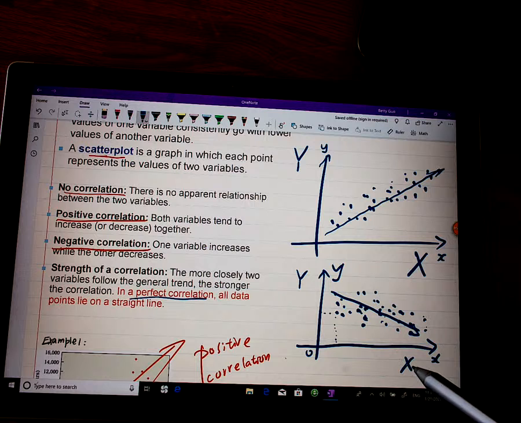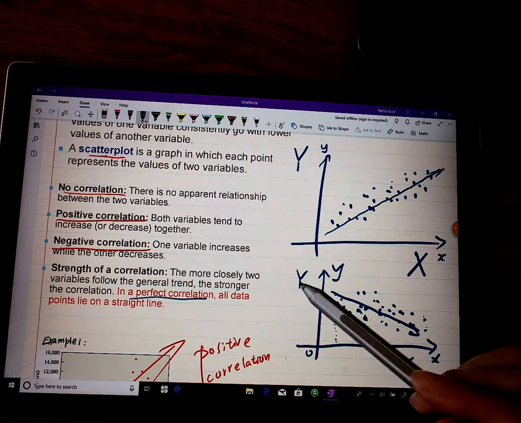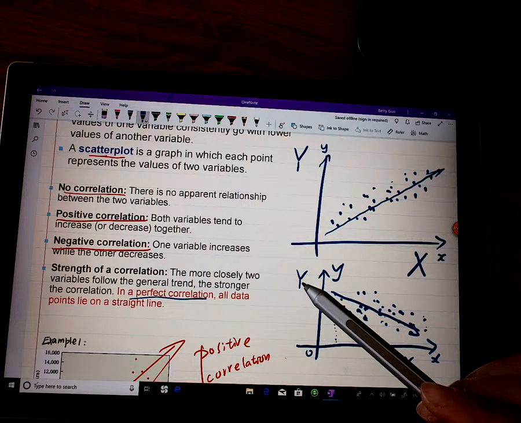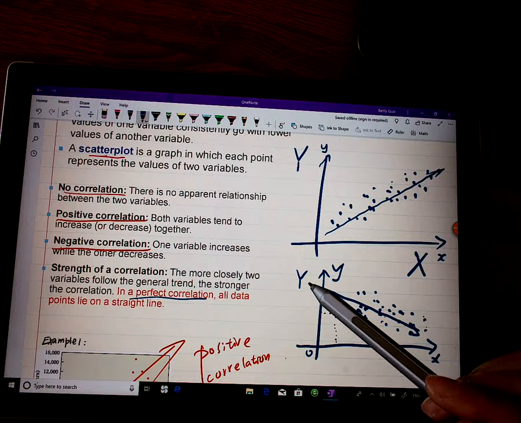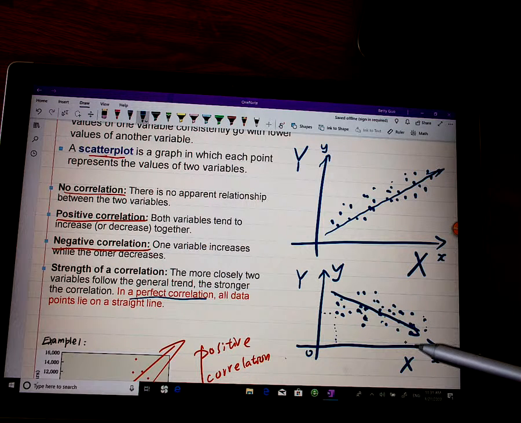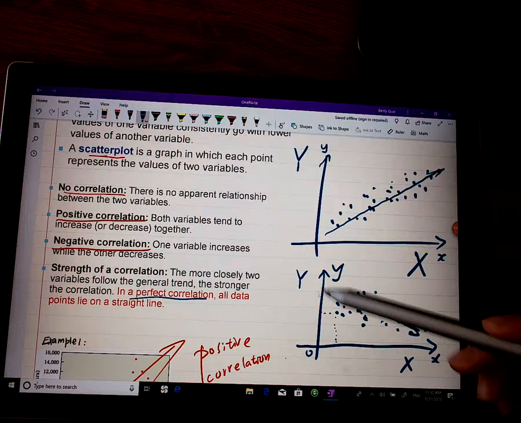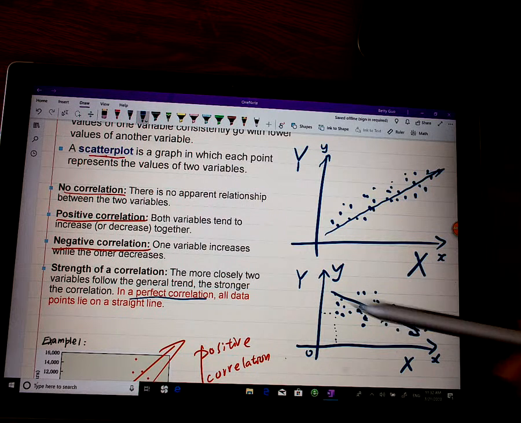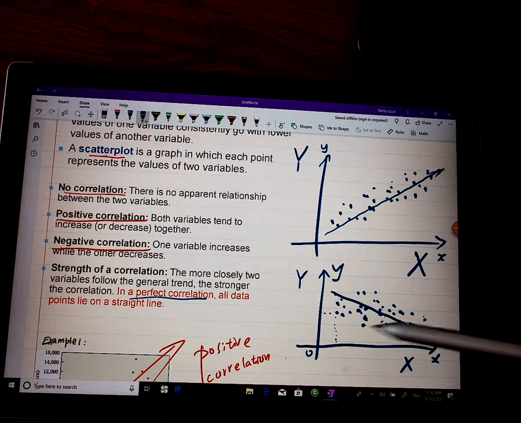For example, if we let x be the price of a product, y would be the demand, how many people are willing to buy the product. If you raise the price, then the demand would go down. I'm not talking about luxury goods, okay? For normal, regular products, if you raise the price, then fewer people would be able to afford it, so the demand would drop. So you will see a negative correlation between the two variables.